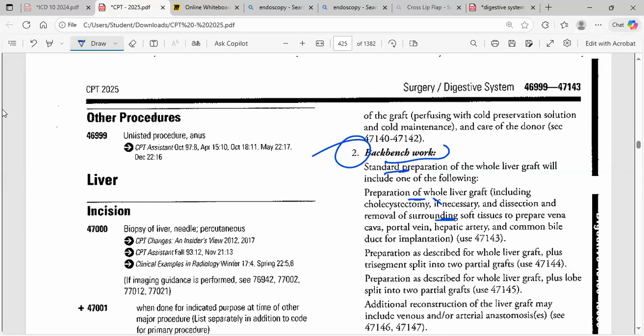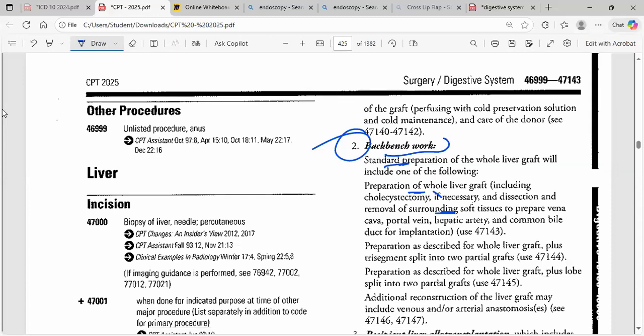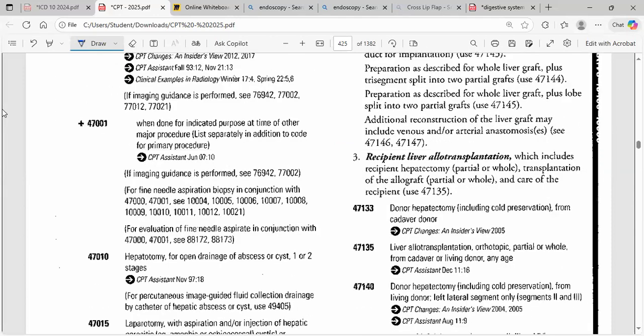So once the organ has been prepared, after the organ preparation, we have to transplant it into the patient's body. Then we have a code for the recipient liver allotransplantation, which includes the removal of the previous organ and implanting the new organ into the patient's body. So if the doctor is implanting the new organ and removing the previous one, then we have to use this recipient liver transplantation.